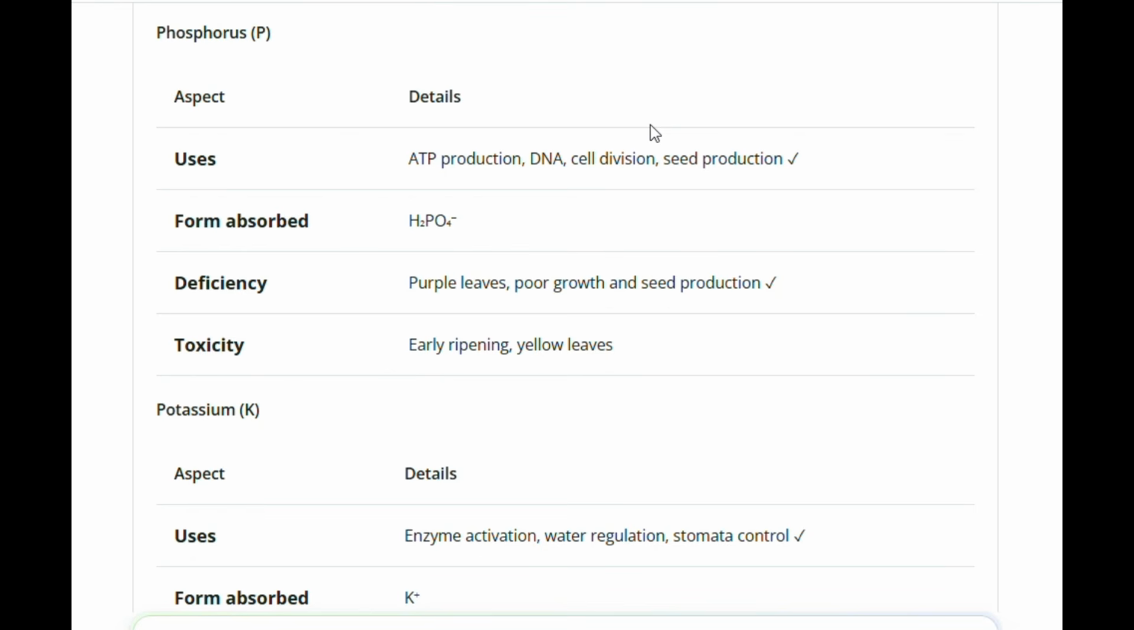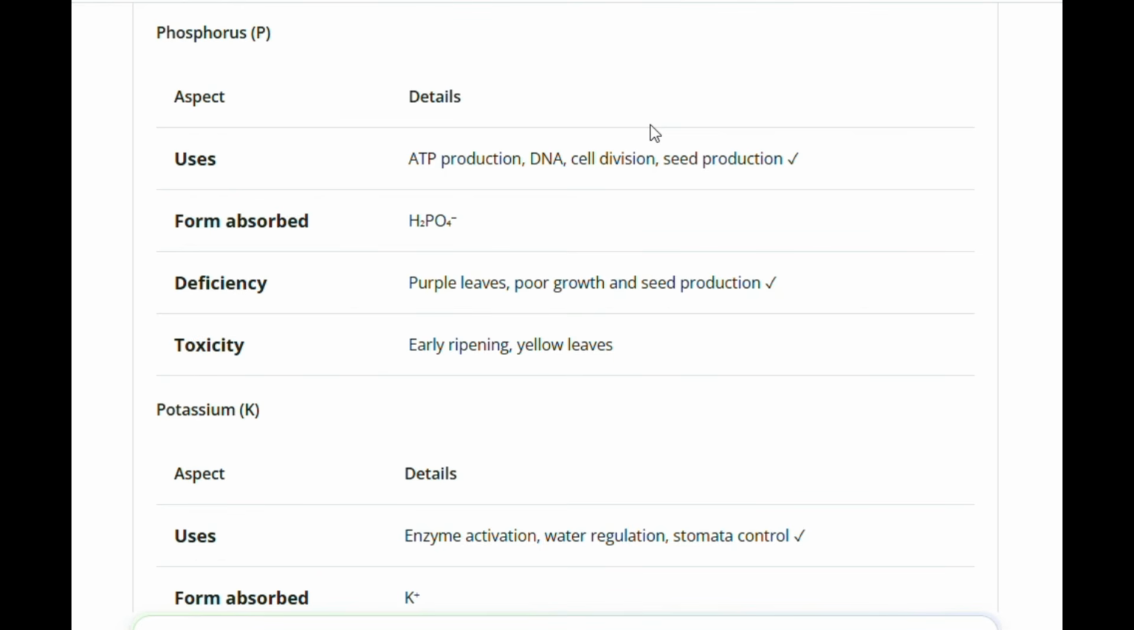Because it is a constituent of proteins, nucleotides, phospholipids, and ATP that promotes cell division, right? It improves fertility and seed production, right?